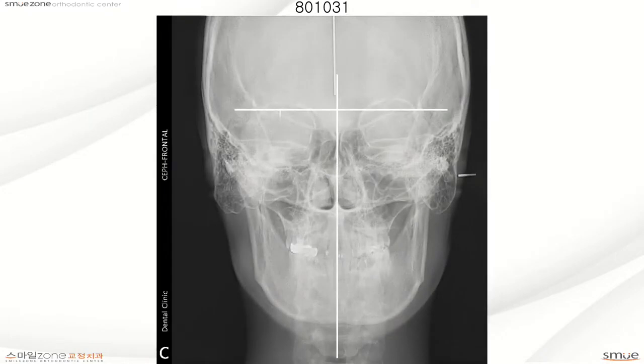But her maxilla is narrower than her mandible. So the maxilla is narrow, then maybe when trying to choose one side normally for a normal overjet, overbite, the mandible goes in the opposite direction when the maxilla is narrow.